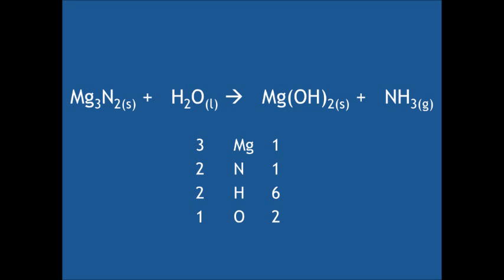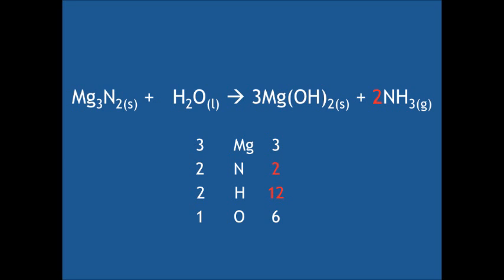There are 3 magnesium ions on the left side, but only 1 on the right side. If we add a coefficient of 3 to magnesium hydroxide, the magnesiums balance out. Now let's look at nitrogen. There are 2 nitrogen ions on the left side, so we must add a coefficient of 2 to ammonia to balance the right side of the equation with the left side.